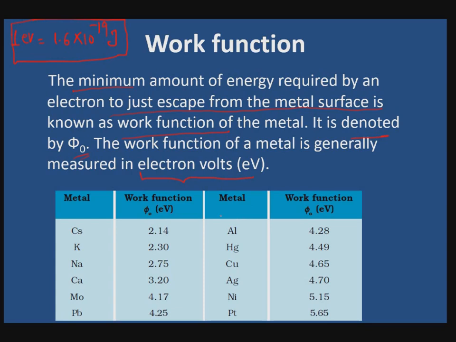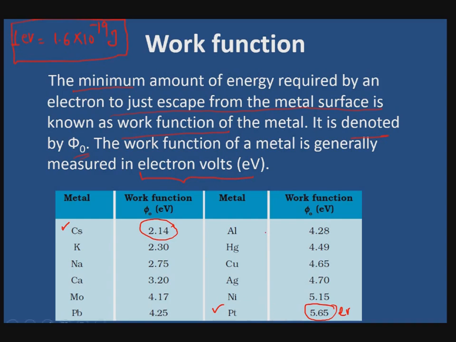Now here there is a list of some metals, यहाँ पे आपका start होता है cesium से and that ends at platinum. You can clearly see the amount of energy required to remove the electron from cesium is as small as 2.14 electron volt, and that for platinum it is as high as 5.65 electron volt. So removing the electron from platinum is much more difficult than from cesium. So cesium will lose the electron readily as compared to platinum.